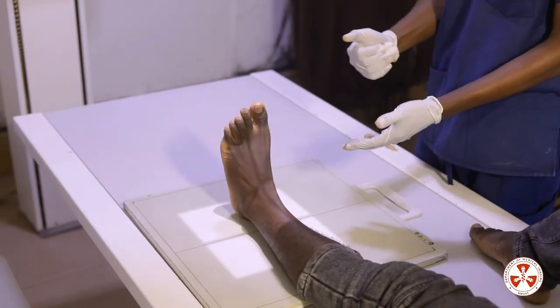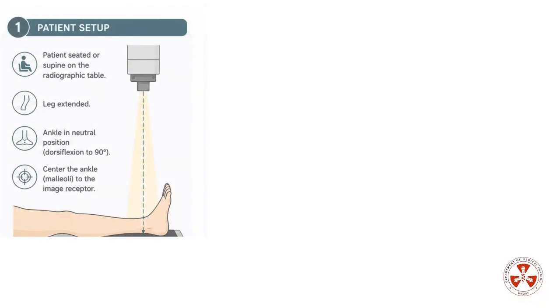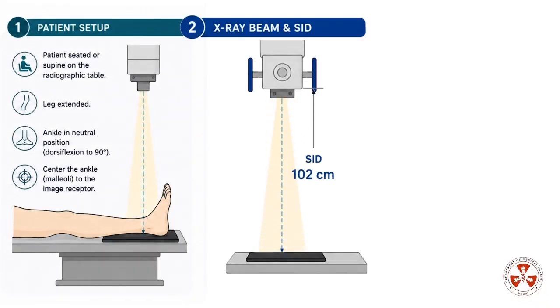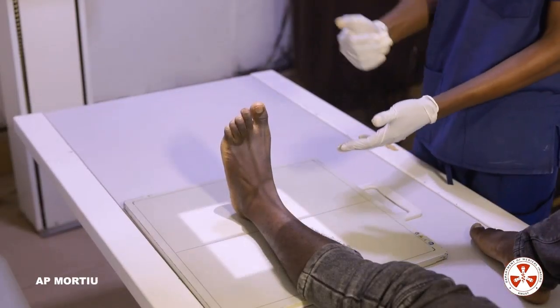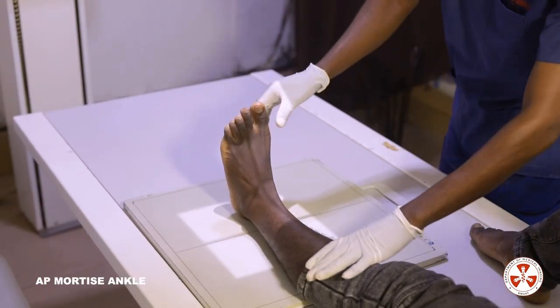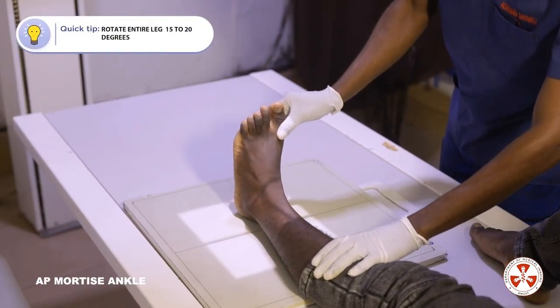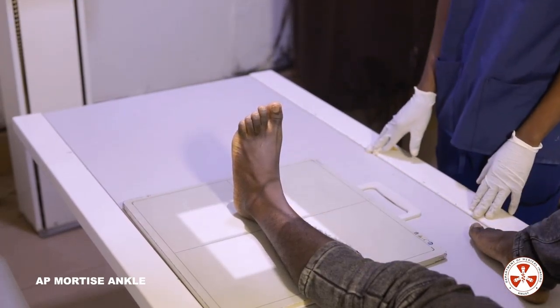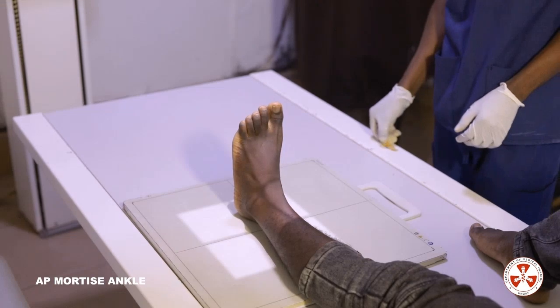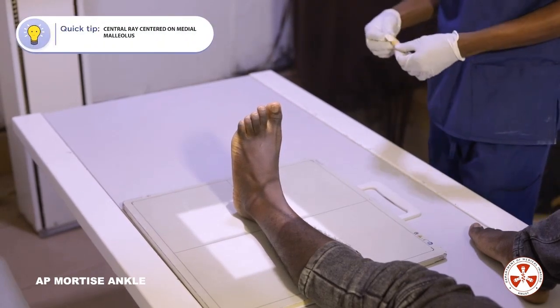For the mortise procedure, the source to image distance remains 40 inches. The central ray is perpendicular to the image receptor with no angulation. Instruct the patient to rotate their extended leg from the hip at about a 15 to 20 degree angle. The goal is to place the intermalleolar line parallel to the image receptor. This specific rotation opens up all three sides of the ankle joint.